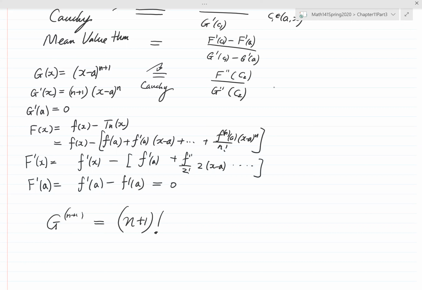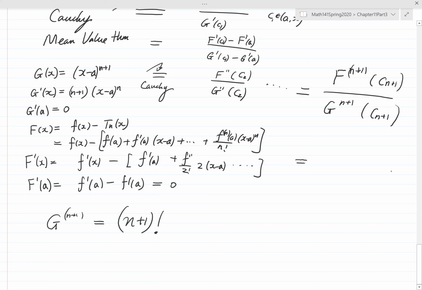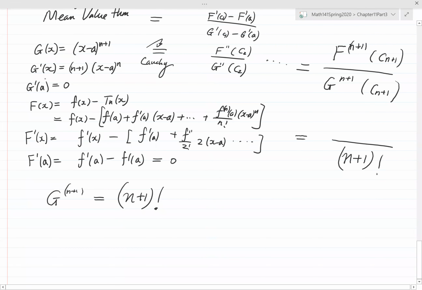This is the end of the story. So finally what you get is capital F's n plus 1 derivative at c n plus 1 over g's n plus 1 derivative at c n plus 1. Now g's n plus 1 derivative is n plus 1 factorial, and then capital F's n plus 1 derivative. Remember, capital F is little f minus Tn x, to the n plus 1 derivative.